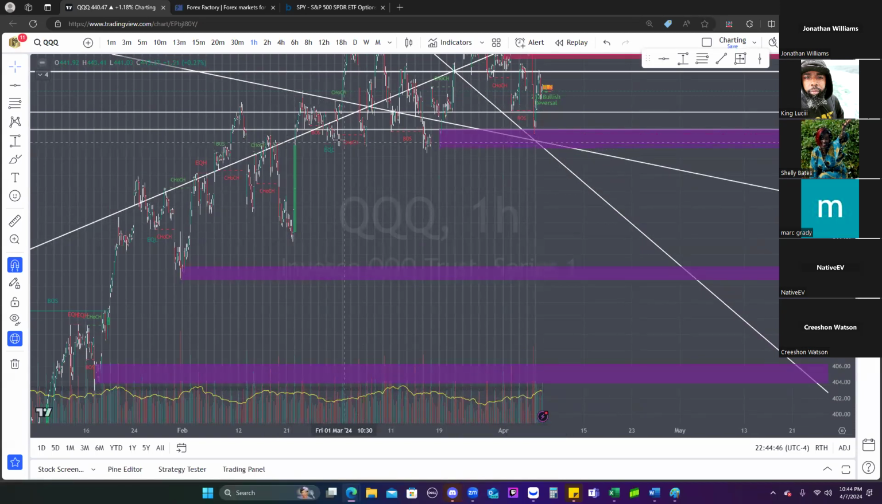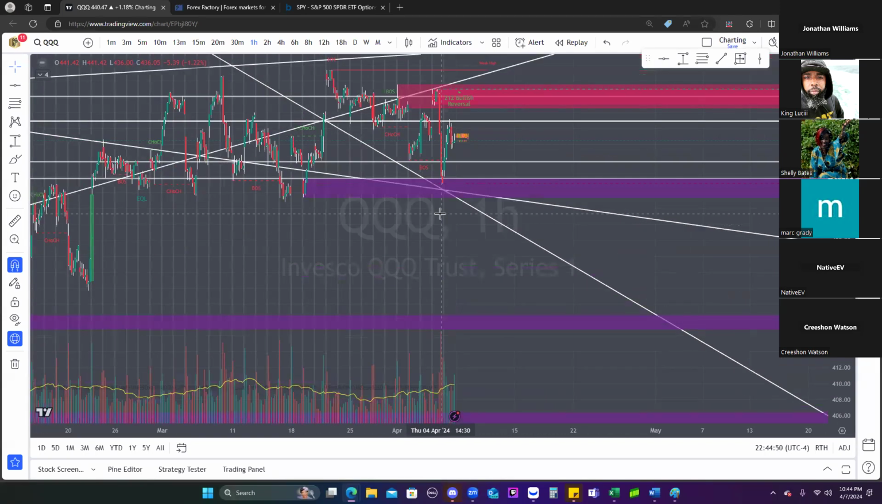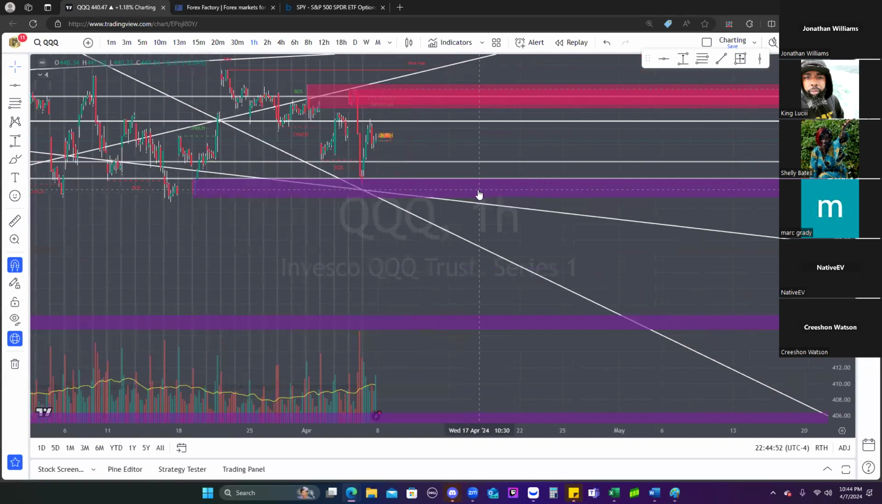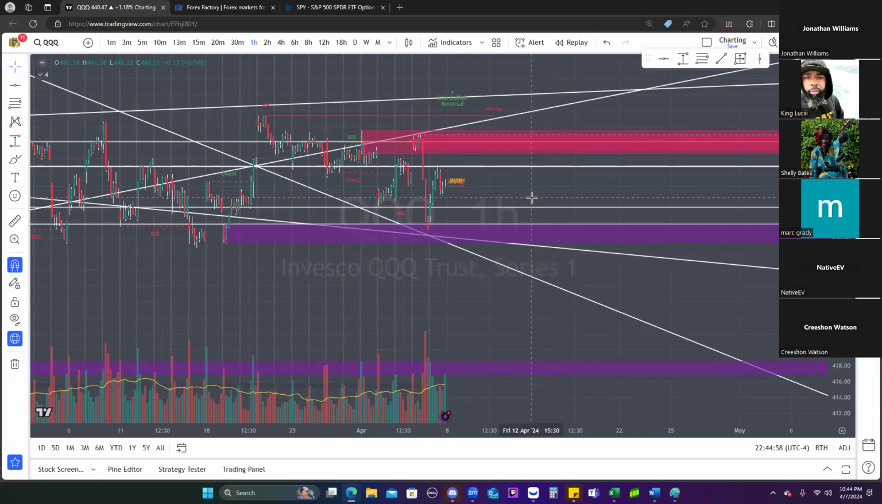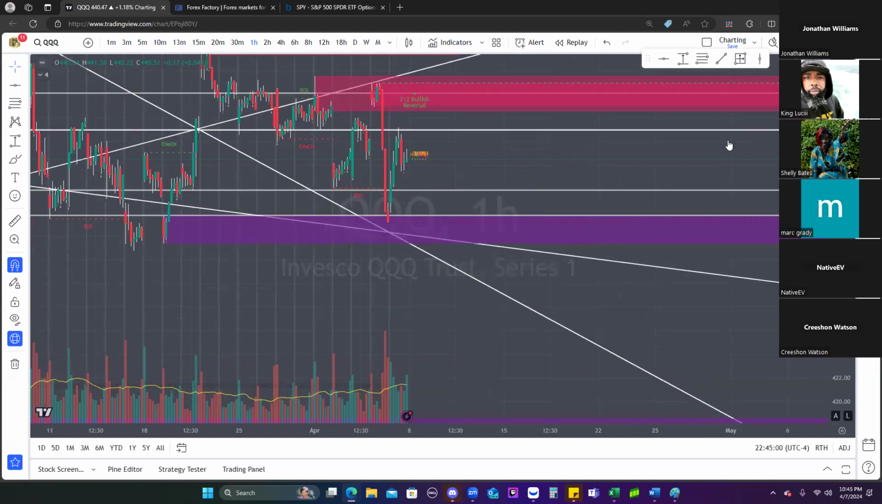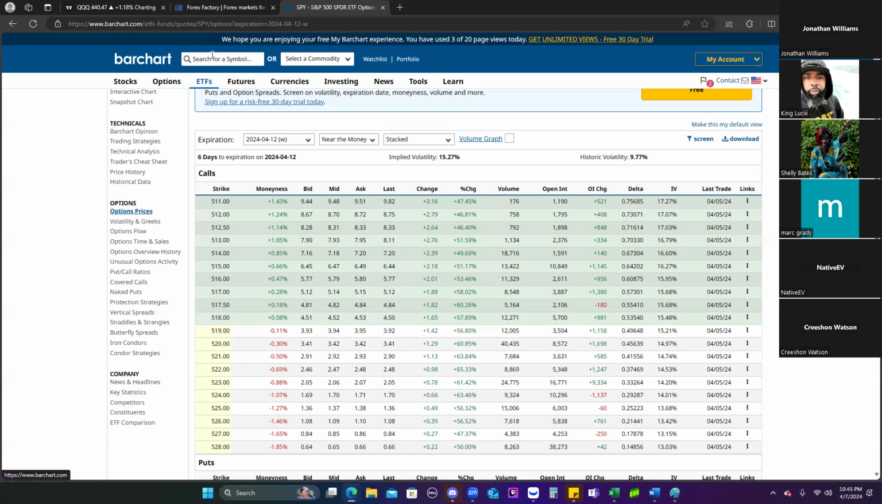So if we break, we already cleared those equal lows. The only thing I can think of is we'd have to make a higher low, unless we make another set of equal lows, which would be real wet. But I don't see CPI doing us that way. So just keep your head on a swivel, looking at QQQ contracts.